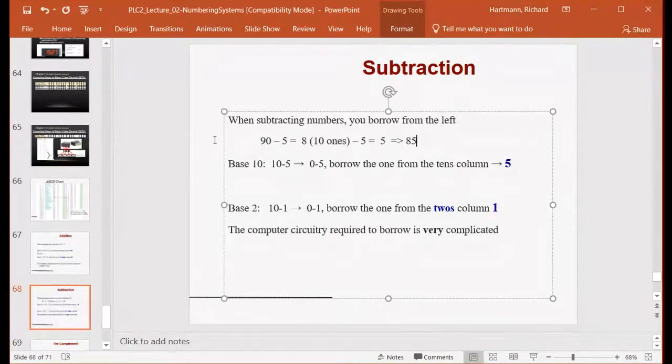All right, and so that's what I mean by borrowing. I think that maybe illustrates it a little bit better, right? So if we had 90 minus 5, we're going to borrow 1 from the tens column, which is 9 for 90. And that leaves us 8 in the tens column, but it gives us 10 in the ones column so that we can actually do the subtraction. And then we end up with our 85.